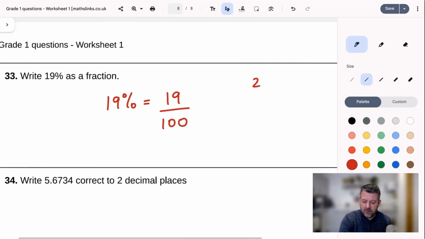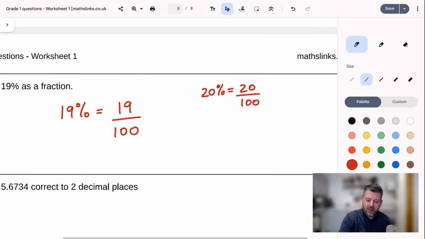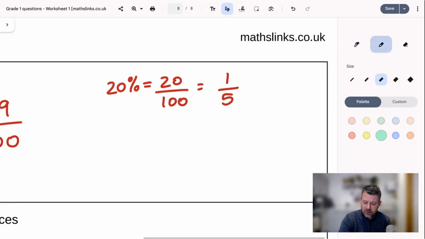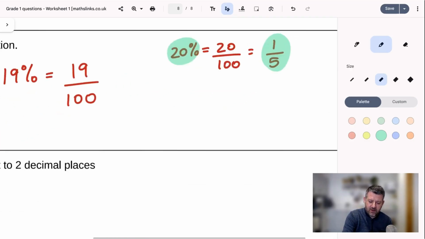What I mean by that, I don't think I was very clear. 20% means 20 out of 100. But that will simplify down to a fifth because you can divide both 20 and 100 by 20. And this is where a lot of the confusion comes from with fractions and percentages. Where's the 20 gone? It's the simplifying of the 20% down to a fifth that confuses people, because all of a sudden there's a 1 and a 5 there. But it's because percentages are fractions and you can often simplify fractions.